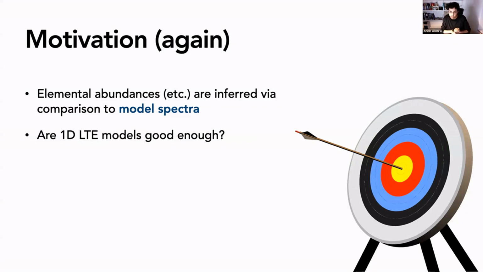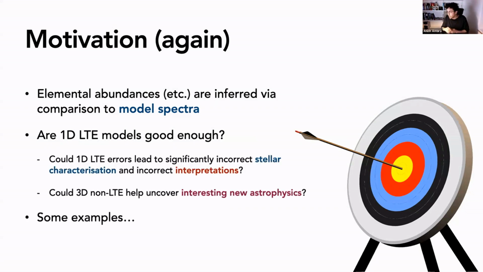So now back to the motivation. These abundances that we measure in stars are inferred by comparing the observations to the models. And we want to know if the 1D LTE models are good enough. In other words, could they lead to incorrect stellar characterization and incorrect interpretations? Or, in another way of thinking about this, could the 3D non-LTE models help us uncover interesting new things?